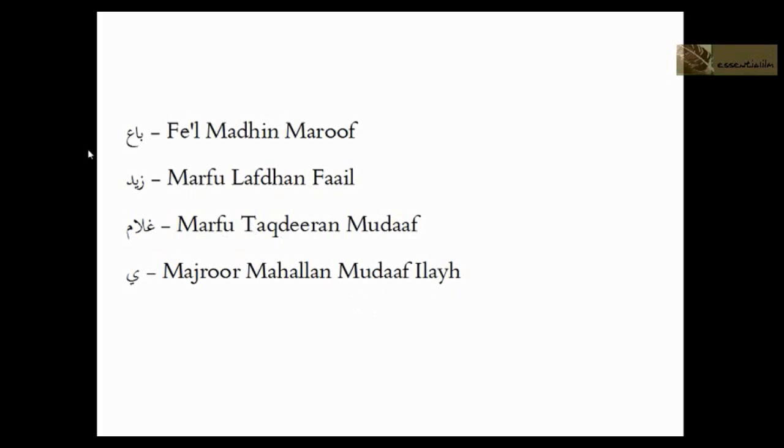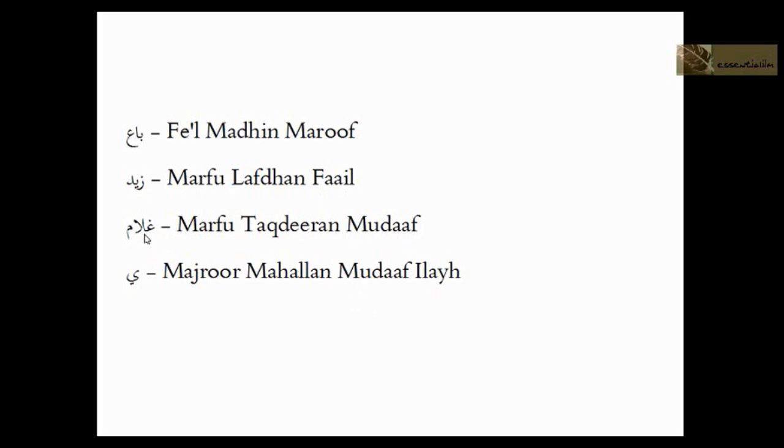Ba'a zaydun ghulami. Okay, so obviously it starts with a verb, ba'a, and then we have Zayd and then Ghulami. And we covered that if you have an ism followed by an attached pronoun, then the relationship is of mudaf and mudaf ilay. So let's look at the tarkeeb. Ba'a fi'l madin ma'ruf, Zayd is marfu lafzan fa'il, Ghulam is marfu taqdiran mudaf.